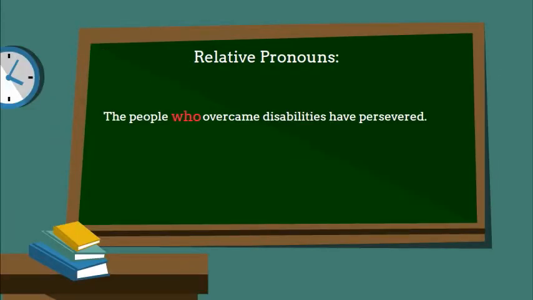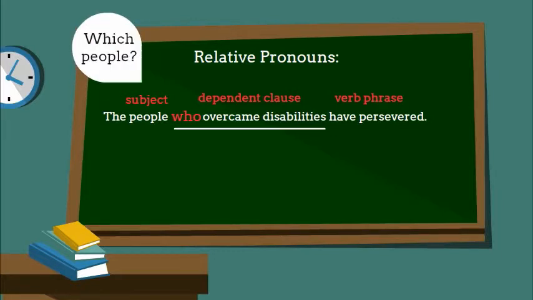The people who overcame disabilities have persevered. People is your subject and have persevered is the verb phrase. Notice how you have a dependent clause that is functioning as an adjective clause, answering the question, which people? The people who overcame disabilities. Who is your relative pronoun that is the subject of the dependent clause and is followed by the verb overcame.